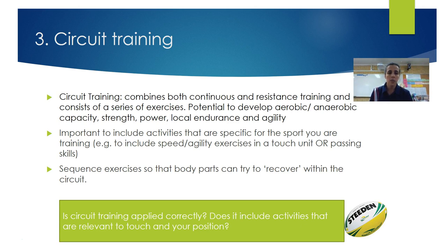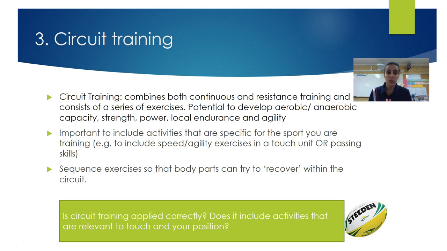Circuit training combines both continuous and resistance training and consists of a series of exercises. It can develop an array of things like aerobic and anaerobic capacity, strength, power, endurance, agility. It all depends on what you include in it. It's important to include activities that are specific to the sport you are training for. So you need to include things like short sprints, agility to evade opponents in a touch circuit, or specific passing skills within your circuit.